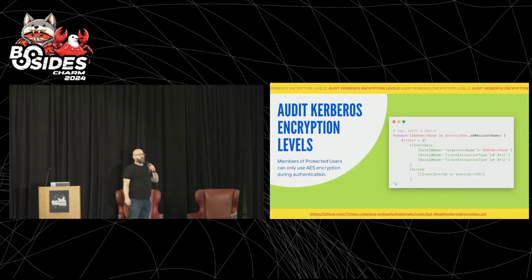Then we start auditing Kerberos encryption types. Like I said, about 1,000 times now, nothing below AES 128. So what you see over there on the right is a filter that says if it is not 12, which means AES 256 only, or 11, which is AES 128 or 256, throw up an alert.